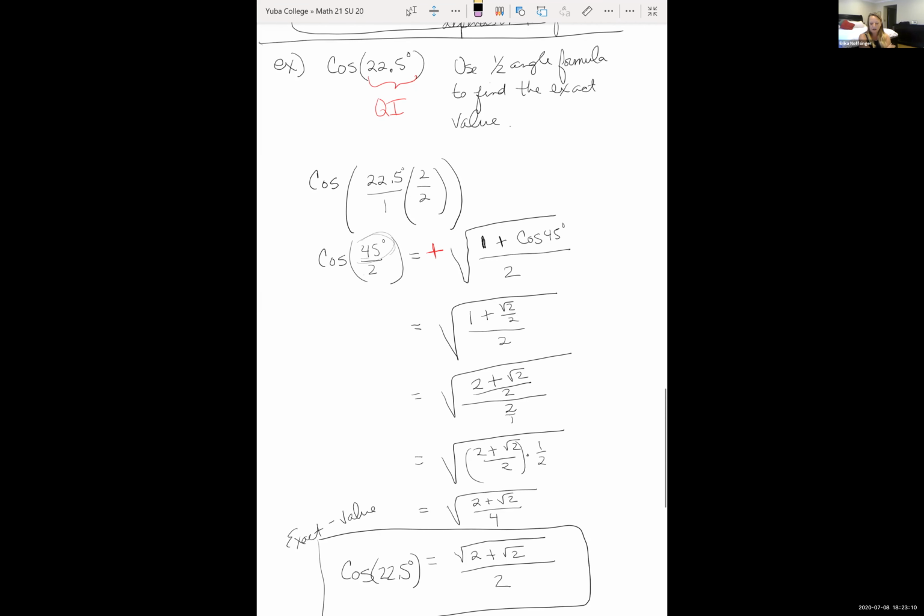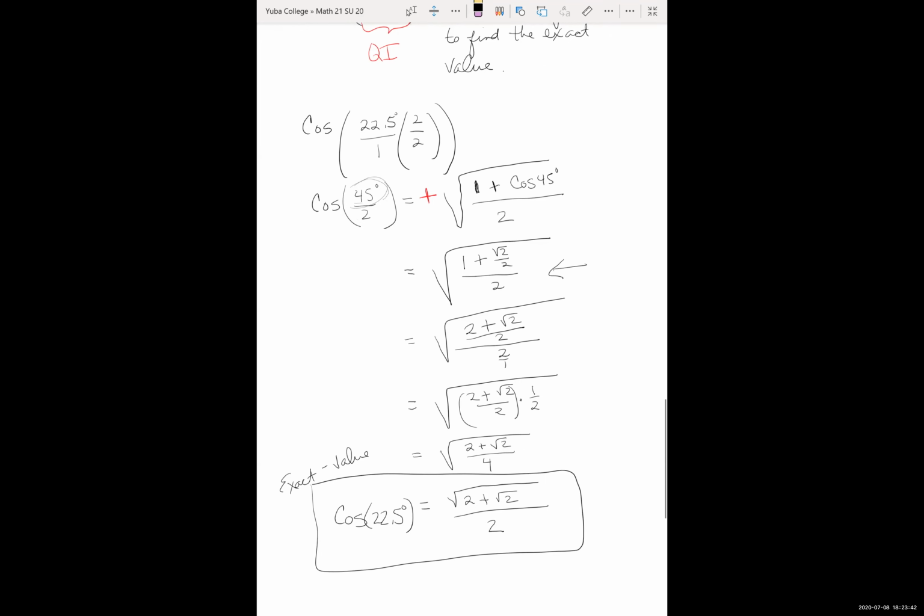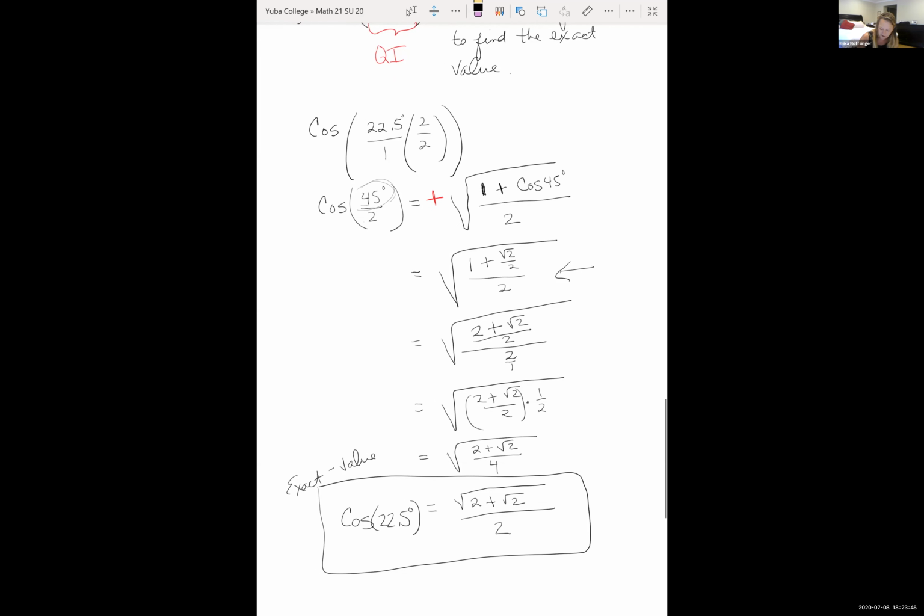Okay, so here's another example. Here's an angle we don't know, but we can use some manipulation. I'm sorry, I got lost, and when you divided everything by 2, the 2 plus root 2 over 2 divided by 2, why did you divide it by 2? Part of the formula. The formula is 1 plus cosine of your angle, all divided by 2. So that this piece right here. Are you good with that? All right, yeah, I forgot.